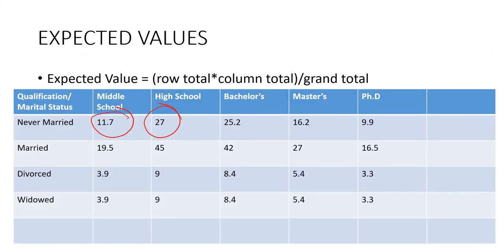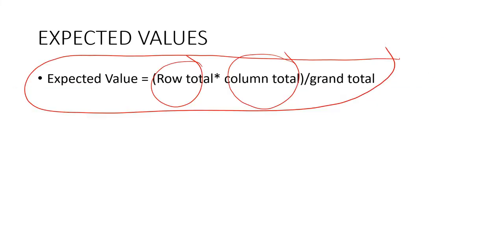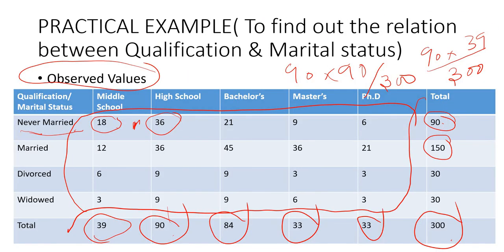See, the number of columns is 1, 2, 3, 4, 5. Here, 5 columns. And what is the number of rows here? 1, 2, 3, 4, 4 rows. Both in expected values and observed values, it will be the same, right? So this grand total we want to take.